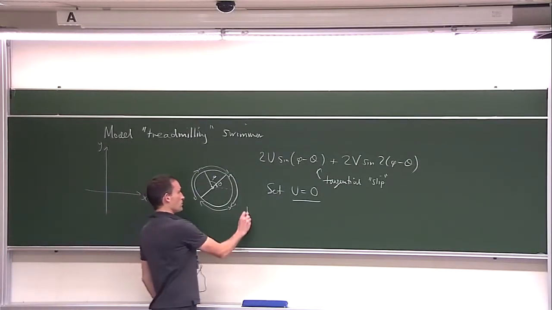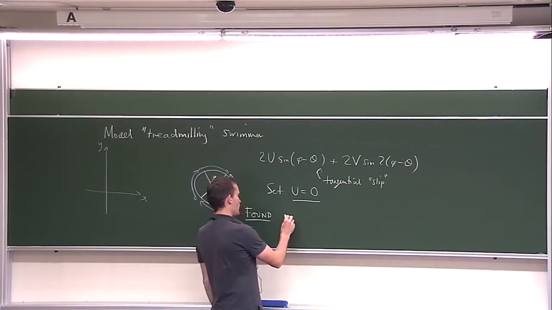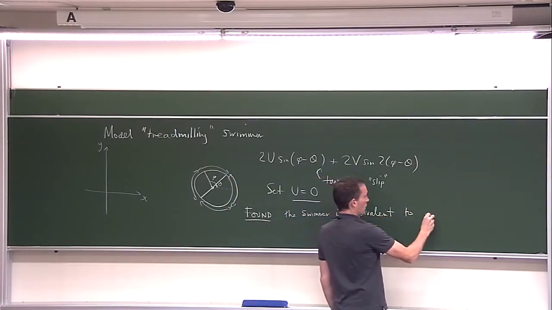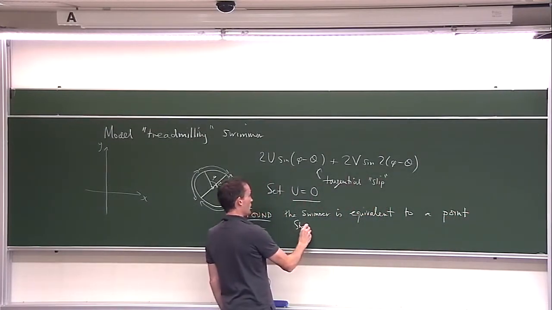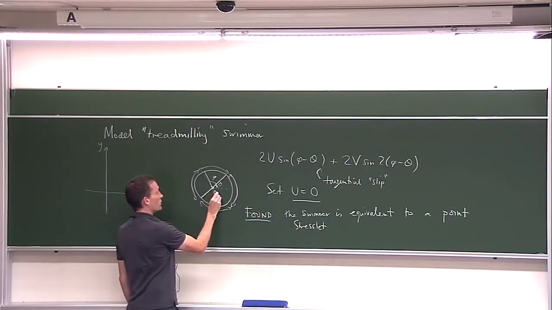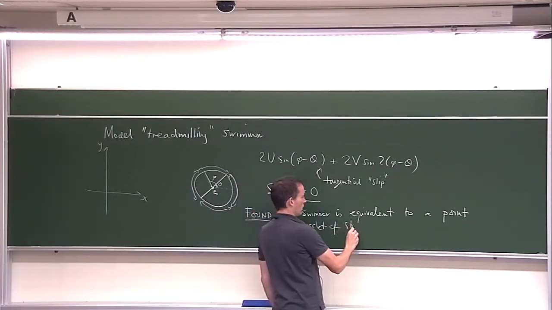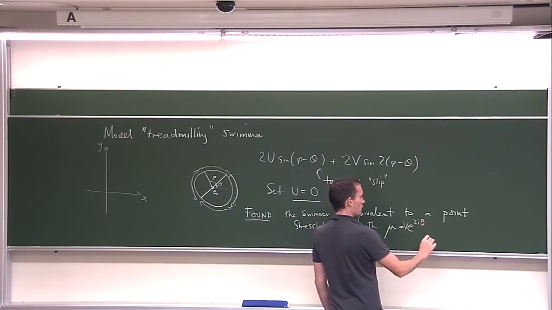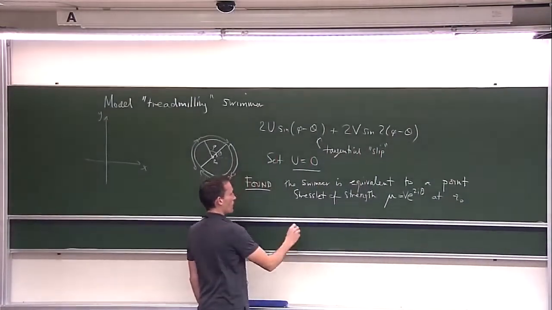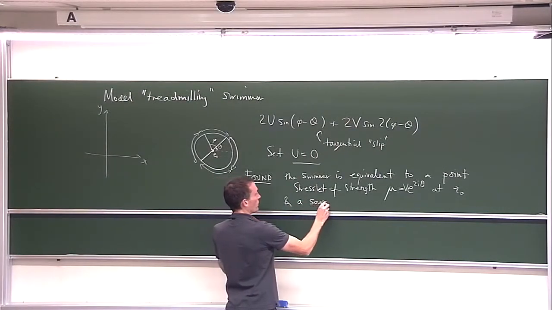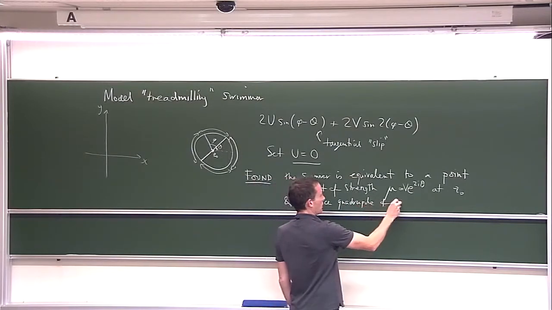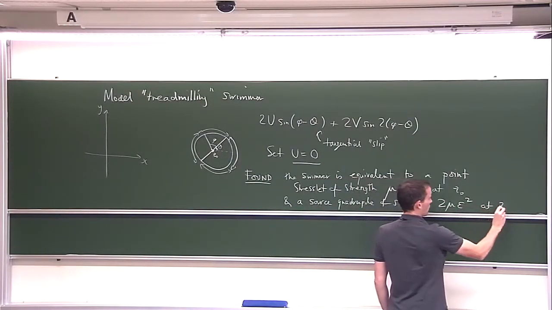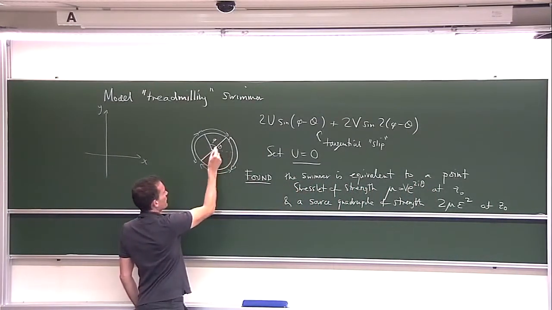And what we found is that the swimmer is equivalent to a point stresslet. Let's call this Z naught, the center, of strength mu equals e to the i theta at Z naught. There's a v there, but I set it equal to 1. And a source quadrupole, strength, I think it was 2 mu epsilon squared, where epsilon is basically some parameter that you can think of as the radius.